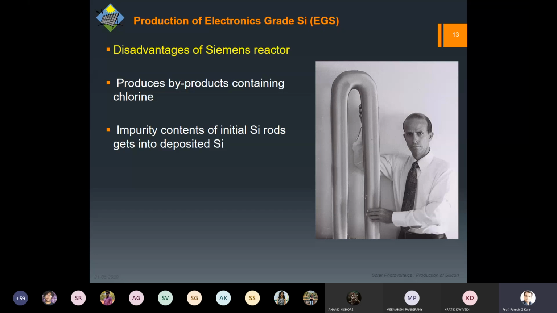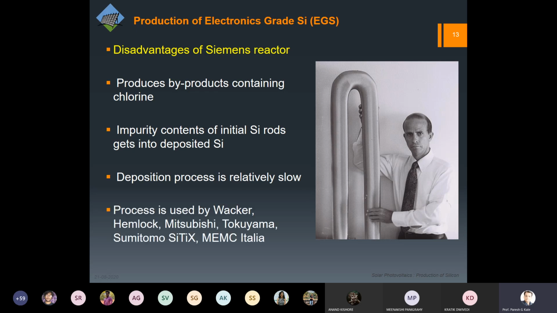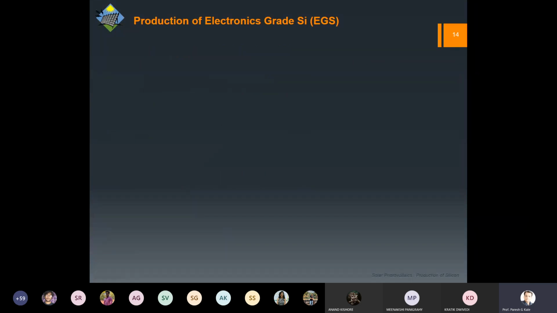You can think of this whole process as multiple purification, or multiple filtering. Every time we are going to remove either the quantity or the quality, I mean the type of the impurity. The other problem is that the deposition process is relatively very slow, so the production rate would be lower. You can see I've named some of the companies over here. You might not have heard about them. Apart from Mitsubishi, I suppose MEMC is one of the very leading companies as far as this production is concerned.